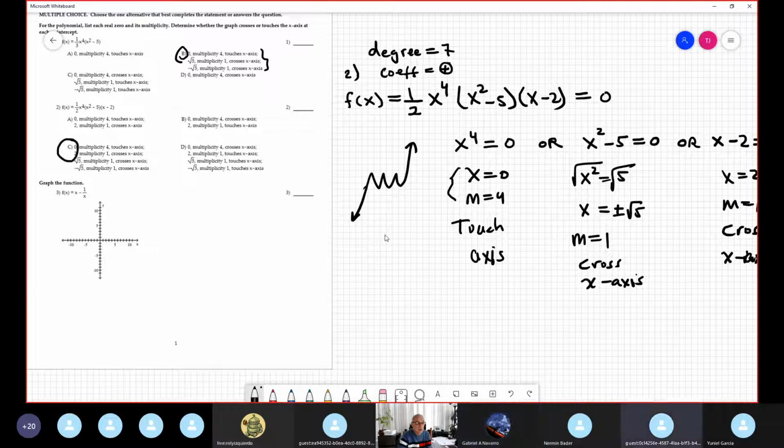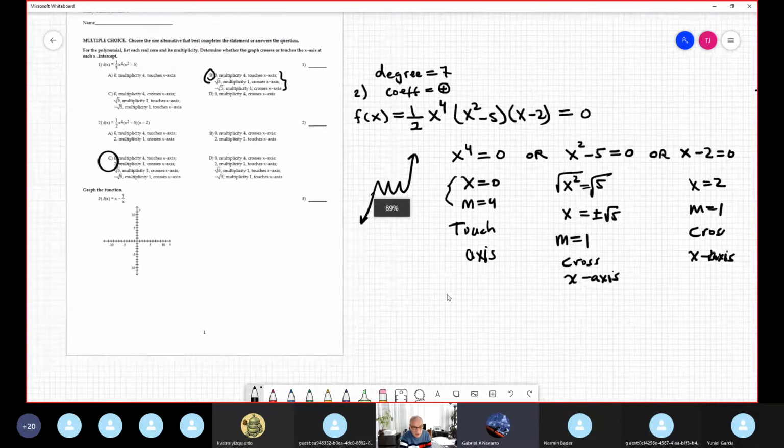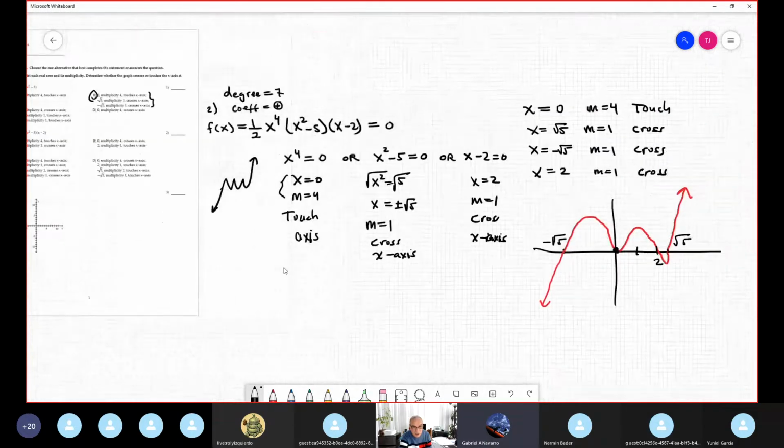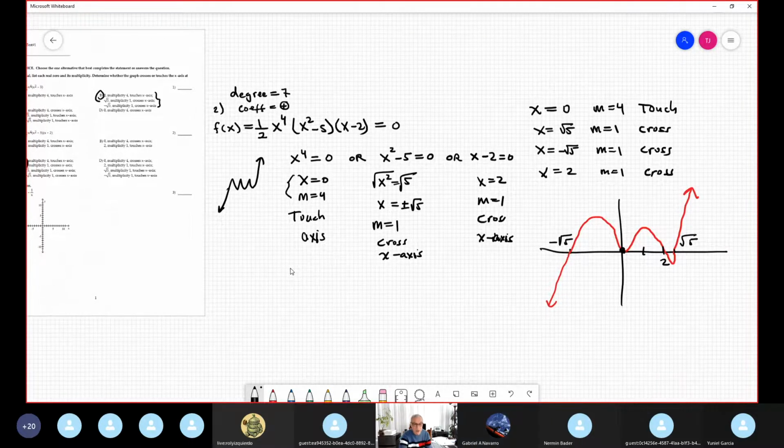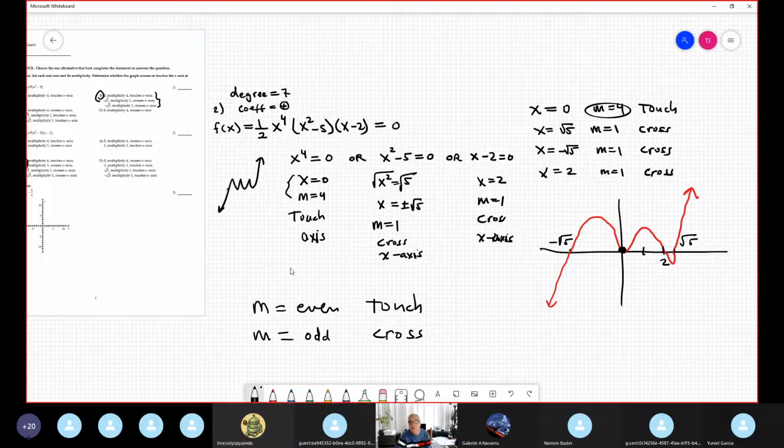Professor, one quick question before we move on. Whether the graph touches or crosses is dependent on whether the multiplicity is even or odd? Absolutely. The rule is, if the multiplicity is an even number, the graph touches. If the multiplicity is an odd number, the graph crosses. Look here, the only one that is even is 4. At 0 it touches, and it's cross, cross, and cross. I see, it makes sense.